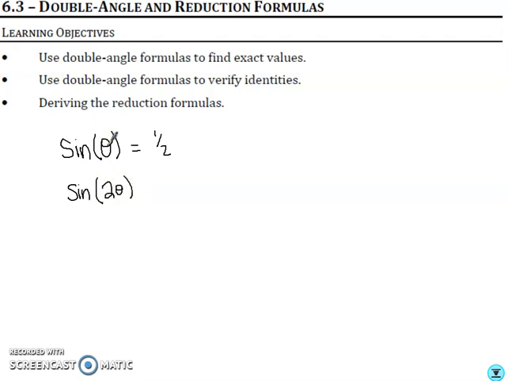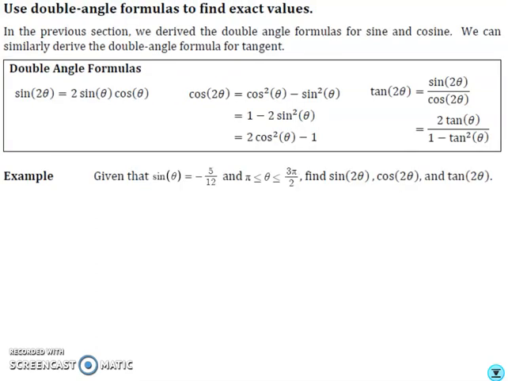So maybe I have an angle of 60 degrees, what would my sine be if I then double it to take that angle to 120 degrees? Or maybe the angle is 30, what would the sine be if I double that angle and evaluate for sine of 60 degrees? So our double angle formulas look like these.